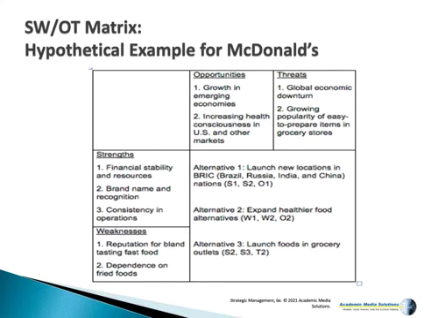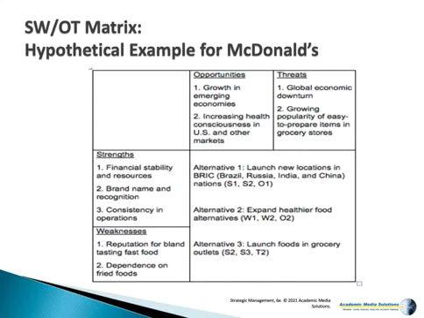One is the growth in emerging economies that we see throughout the world, and the other would be an increasing health consciousness in the U.S. and other markets. But there are a couple of threats we've identified as well. A global economic downturn, which could occur, and the growing popularity of easy-to-prepare items in grocery stores. Again, for the sake of argument, let's assume that the strengths, weaknesses, opportunities, and threats that I just addressed are accurate and they've been properly researched up to this point.